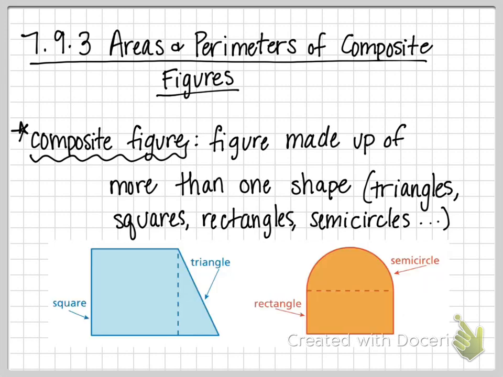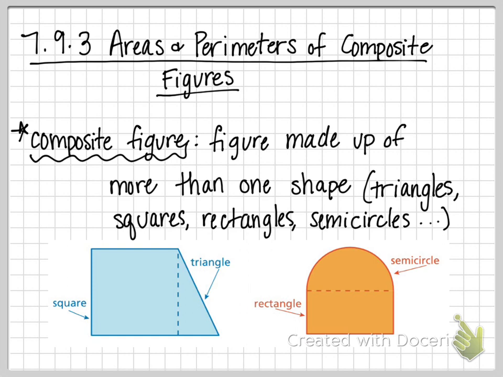So here's a couple examples. You can see the blue shape can be decomposed or broken down into two smaller shapes, a square and a triangle. And then the orange shape can be broken down into two smaller shapes, a rectangle and a semicircle.